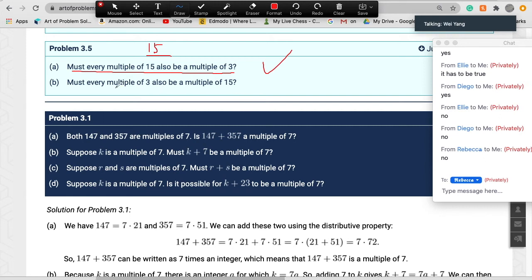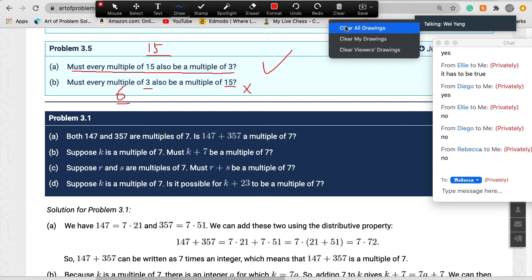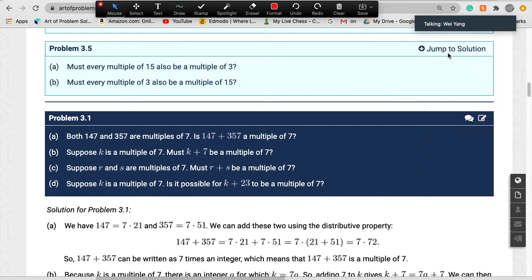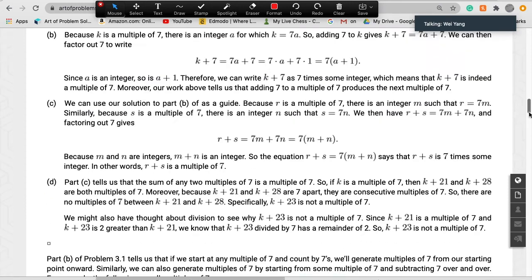So this one is wrong. You know why? Suppose 6 is a multiple of 3, right? But 6 is less than 15. Definitely 6 is not a multiple of 15. So that means this B is wrong. Okay, so we finished this section.